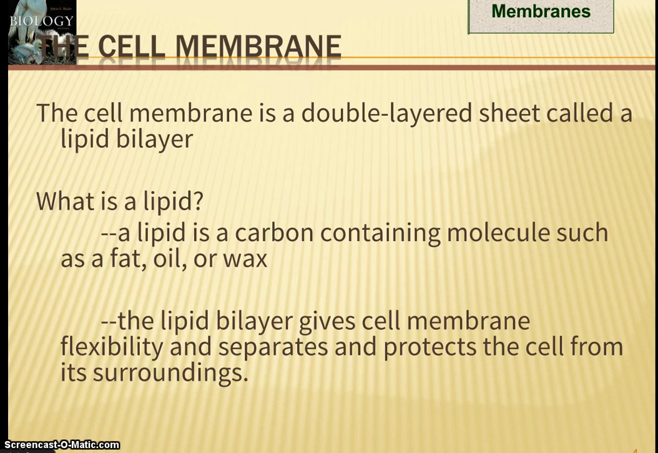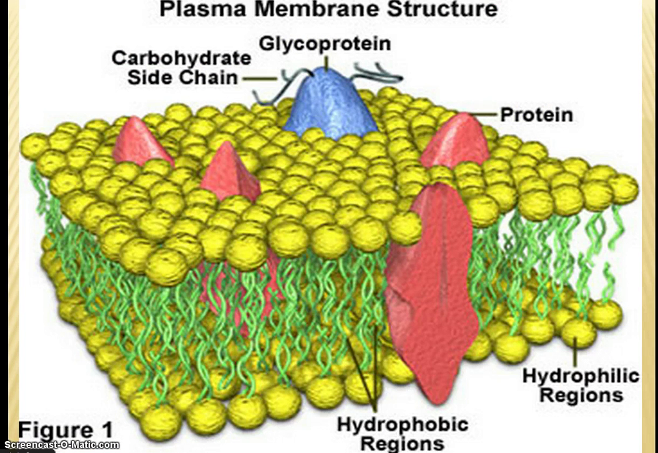So let me go back one slide just to show you this. If you look here, we have these little yellow balls with those green tails hanging down. That's one of the layers. Then if you look at the bottom, we have more yellow balls with those green tails hanging up. That's our second layer. So that's our two-layer. We have a lipid bilayer, and all of those yellow balls with the green tails, those are the lipids, and we're going to talk about those in just a minute.